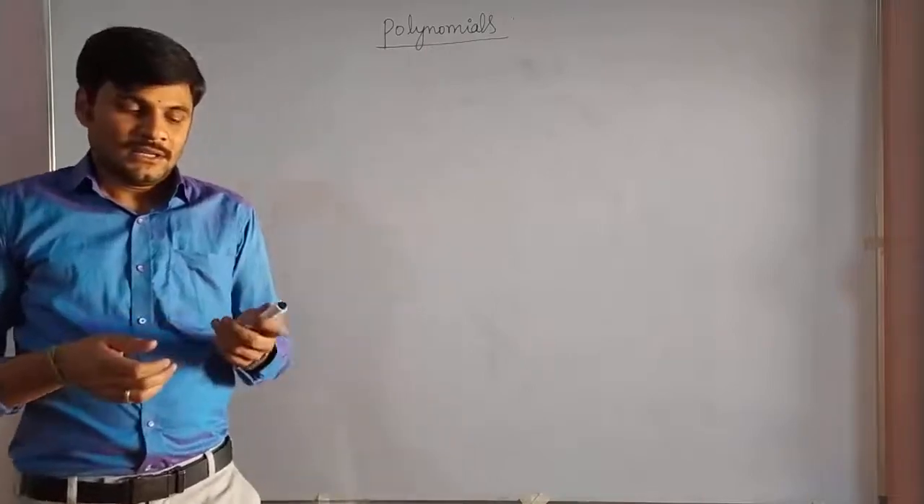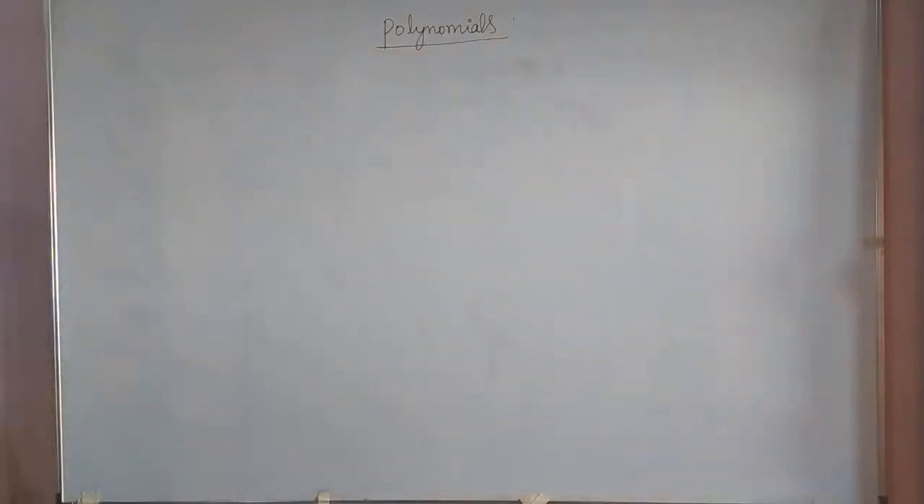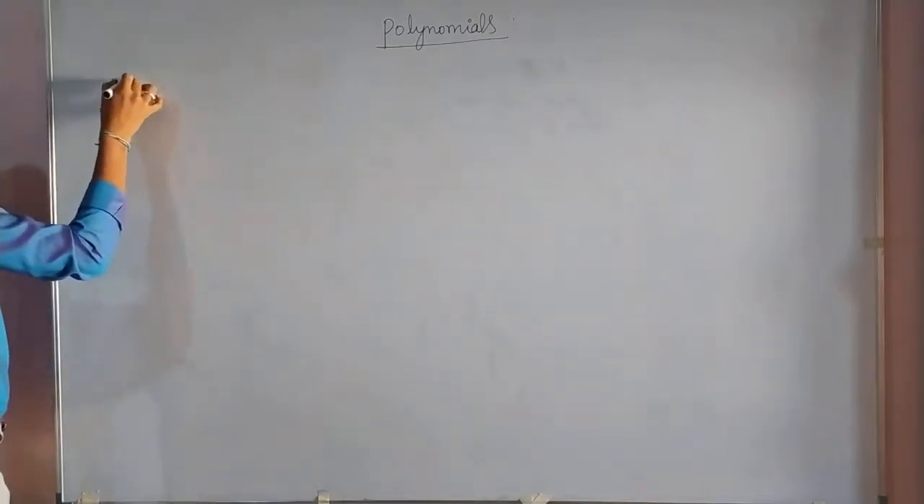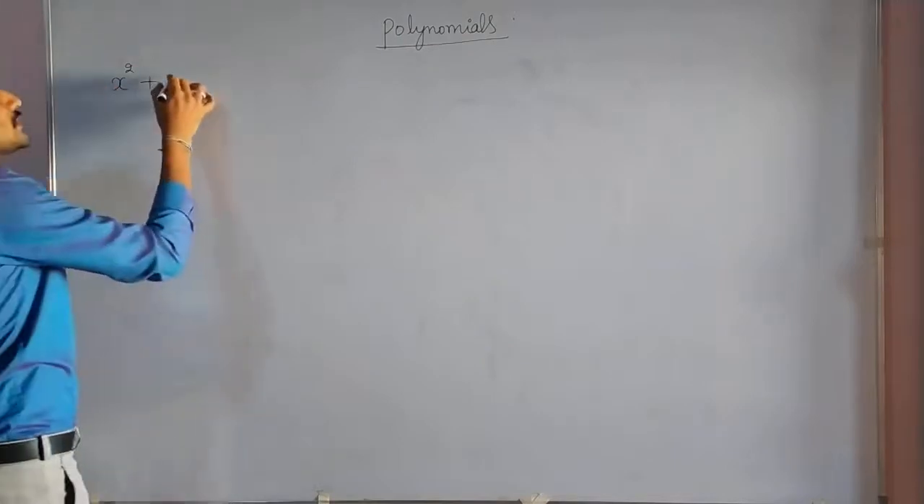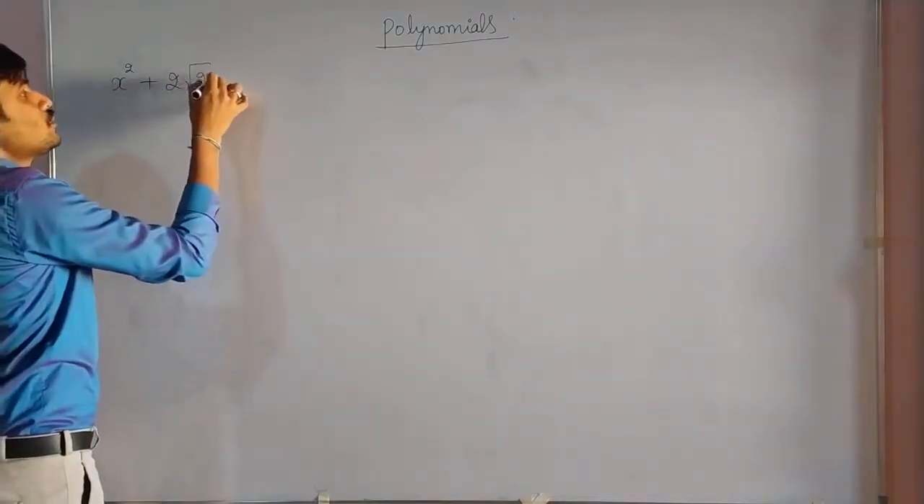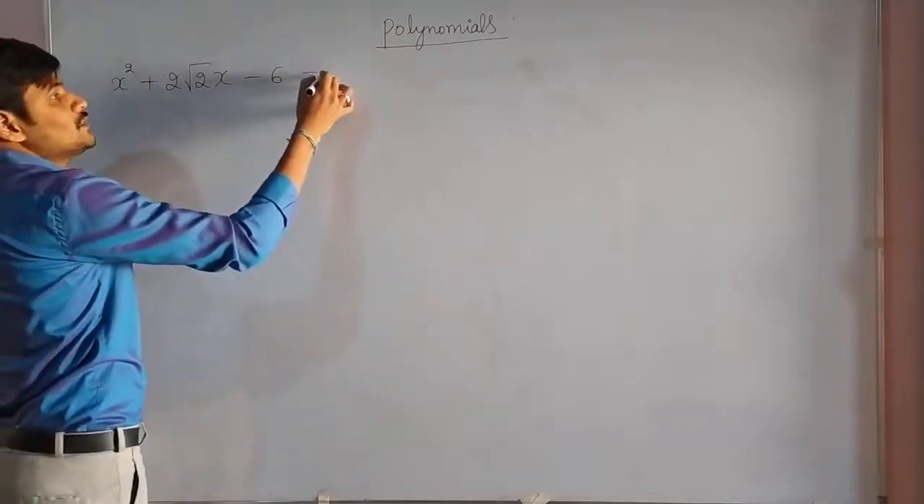Now, next question, x square plus 2 root 2 x minus 6 is equal to 0.